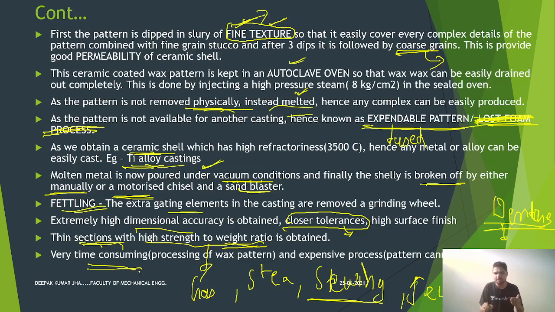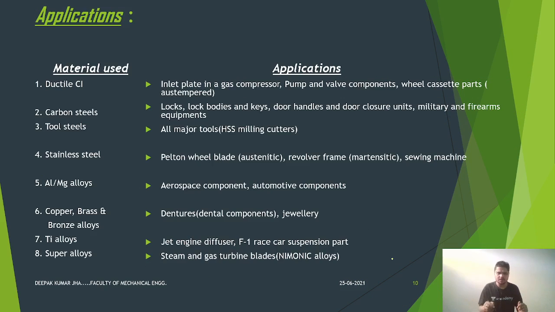Now, one of the very important limitations, or you can say disadvantages, of this process is that it's very time consuming. Means you have to process the wax pattern, which takes time, and it is an expensive process as well. Means the pattern cannot be used again and again. So hope you have understood this process, and I have already mentioned here the material used and the applications, right? Some of the very important applications, as we have already discussed, are aerospace components, automotive, jewelries, dentures, steam and gas turbine engines, and F1 car suspension parts.